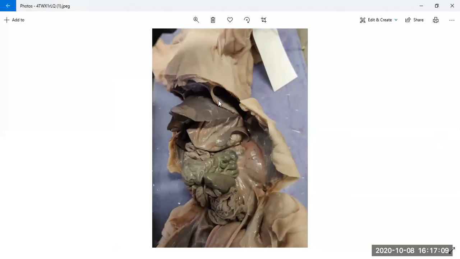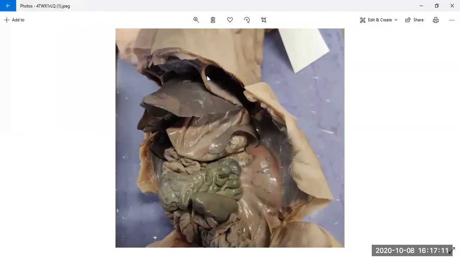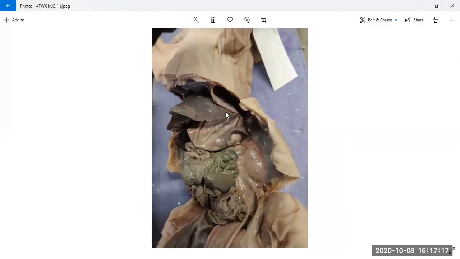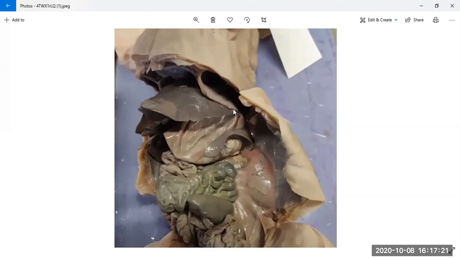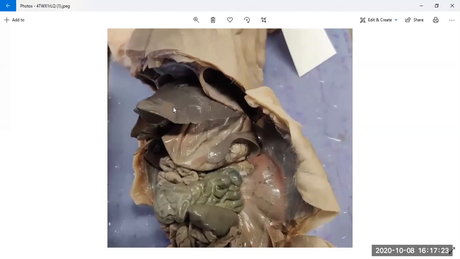This one is right here. This is the diaphragm. The diaphragm separates the thoracic cavity from the abdominal cavity. And this one is the liver, the lighter structure, which looks like a sac. That's the stomach. And this tongue-like structure is the spleen.